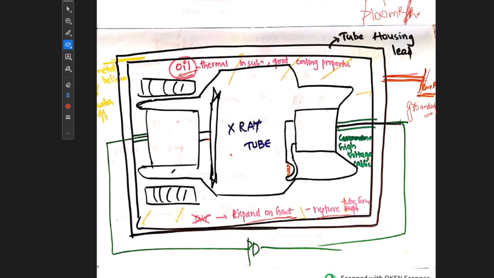One more important thing is that when the X-ray tube is heated, the oil also gets heated. There are metal bellows in the tube housing. When the pressure inside the tube housing increases, these metal bellows will trigger a switch, and this switch will be switched off. As a result, this will prevent the expansion of the oil and it will also prevent further exposures of X-rays. So these are the important points about the tube housing.